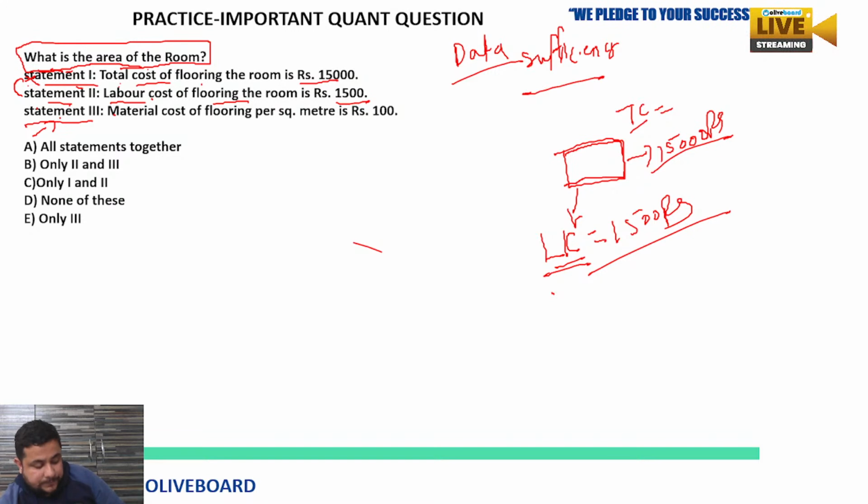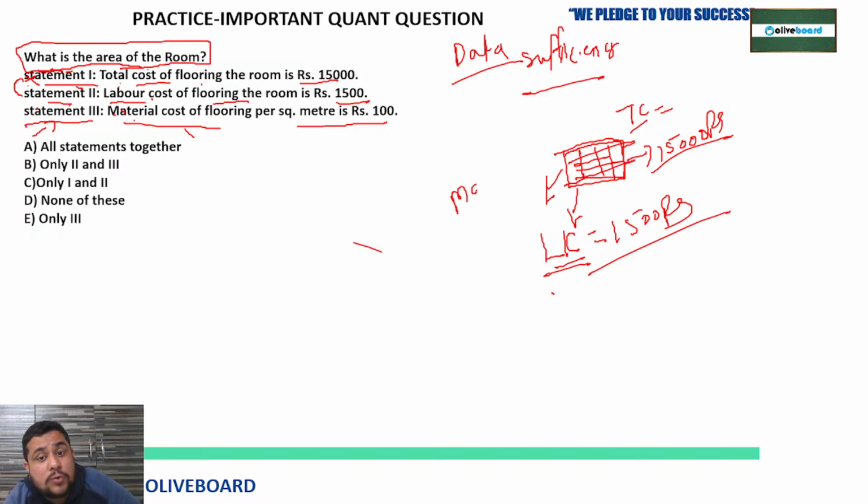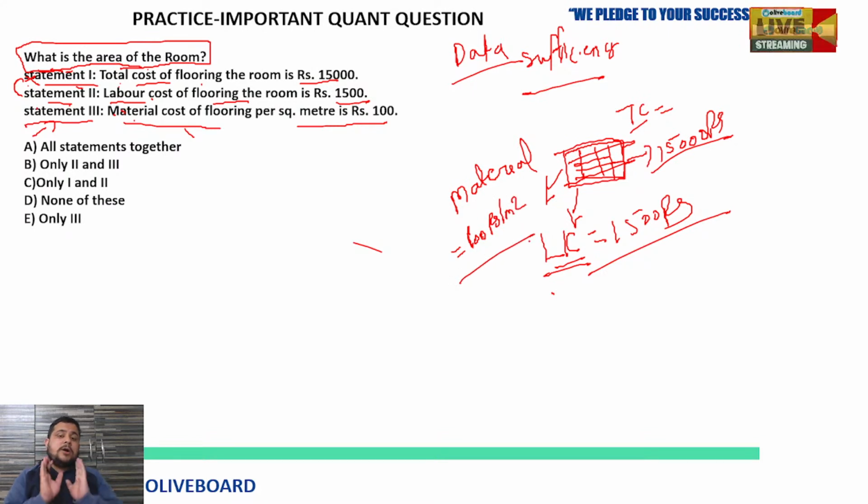Now we will check the third one. Third one, the material cost of the flooring per square meter is rupees 100. So the material cost of this flooring is given per square meter, so per square meter it is 100 rupees. Yes, now we have some data. But this is also not enough to answer alone, because it is a rate of 100 rupees per square meter, but how many square meters, or how much total cost, we don't know by this third statement.